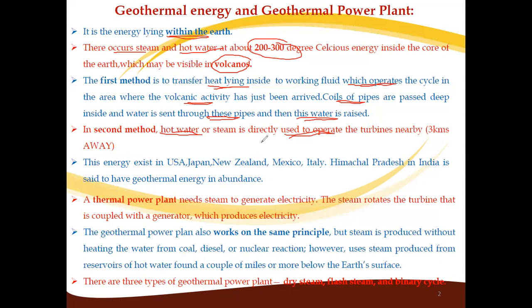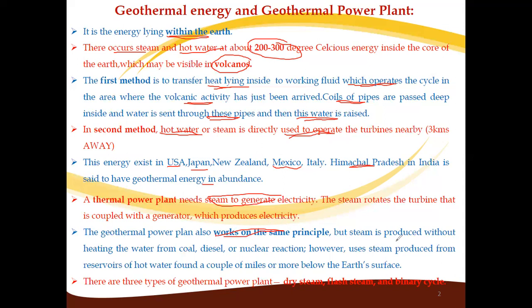This geothermal energy exists in the United States of America, Japan, New Zealand, Mexico, Italy, and in India we have Himachal Pradesh, where this geothermal energy is found in abundance. A thermal power plant needs steam to generate electricity. The steam rotates the turbine, and this turbine is coupled to a generator which produces the electricity. So the geothermal power plant also works on the same principle as the thermal power plant.